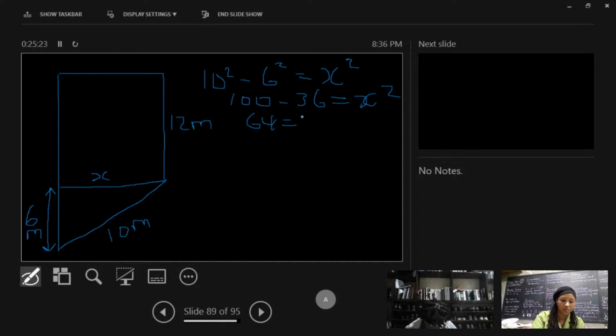And then to get rid of the x squared, we have to find the square root of both sides. So the square root of 64 equals x, which is 8. All right, so we're saying that this is 8. Now that you found this, what's the area of the trapezium?